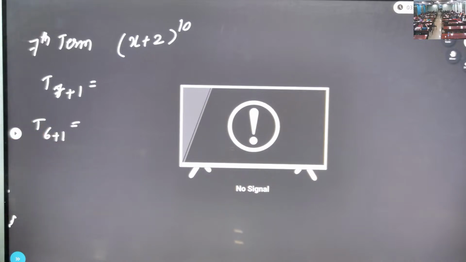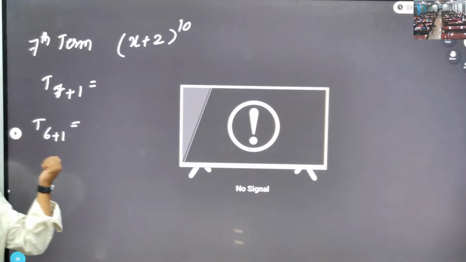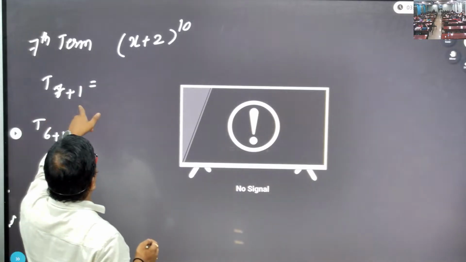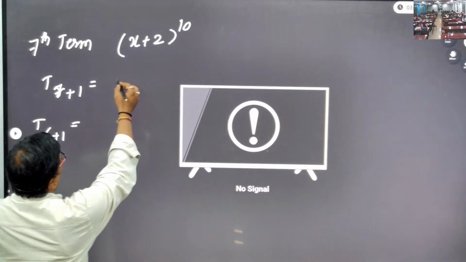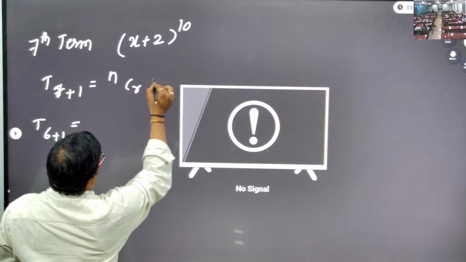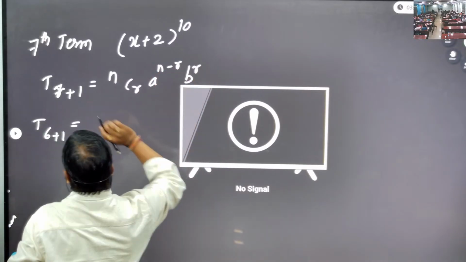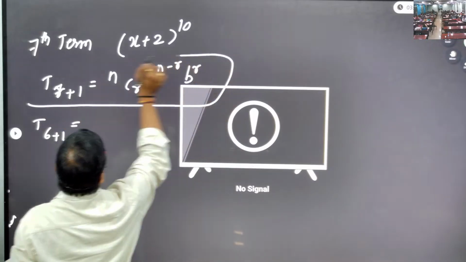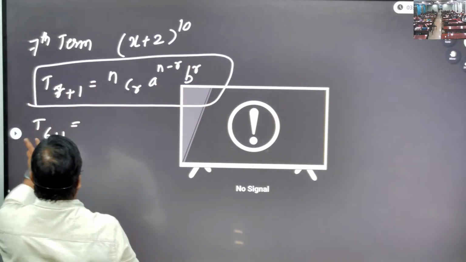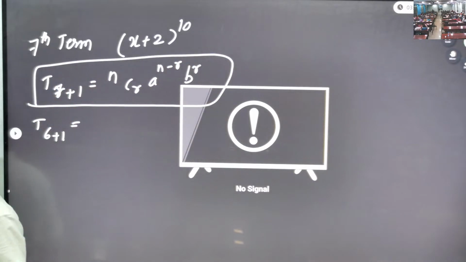Here, what is the term we need? First you need to write the general term. Okay, so T of r plus 1 is equal to, what will you write? nCr a power n minus r, b power r. Okay, that is for sure. So here we need the sixth term, that is, the seventh term we need.